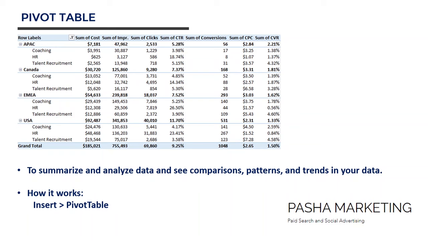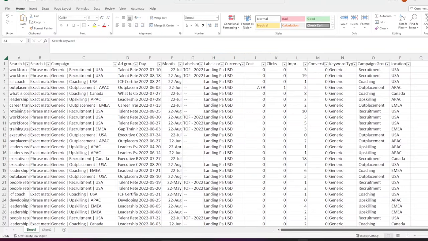Pivot table is a very useful tool when you want to summarize and analyze your data. You can find patterns and trends in your data and make comparisons very easily. Let's see a real life example. This is the same data set that we previously reviewed in the first exercise of this video.